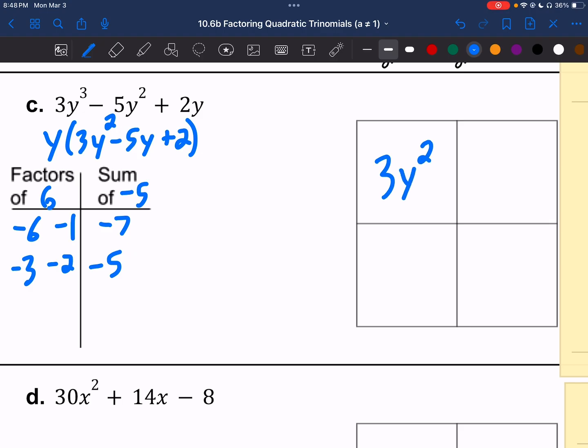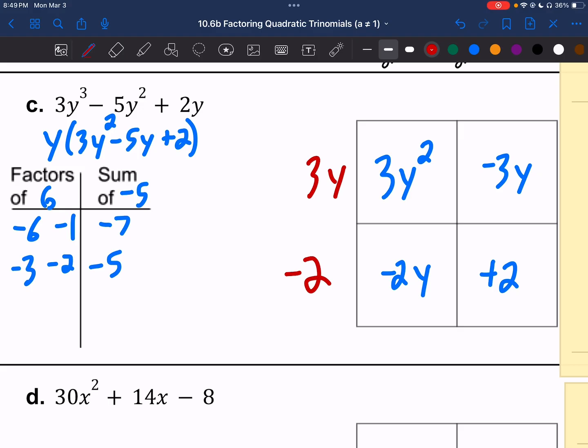So we put our factored form first there. We've got 3y squared, a minus 3y, minus 2y, and a plus 2. First row, 3y squared and negative 3y, common factor 3y. Second row, negative 2y and 2, common factor negative 2. First column, 3y squared and negative 2y, common factor y. Negative 3y and 2, common factor negative 1. So we start off with the y, we have y minus 1, we have 3y minus 2. Those are our three terms.